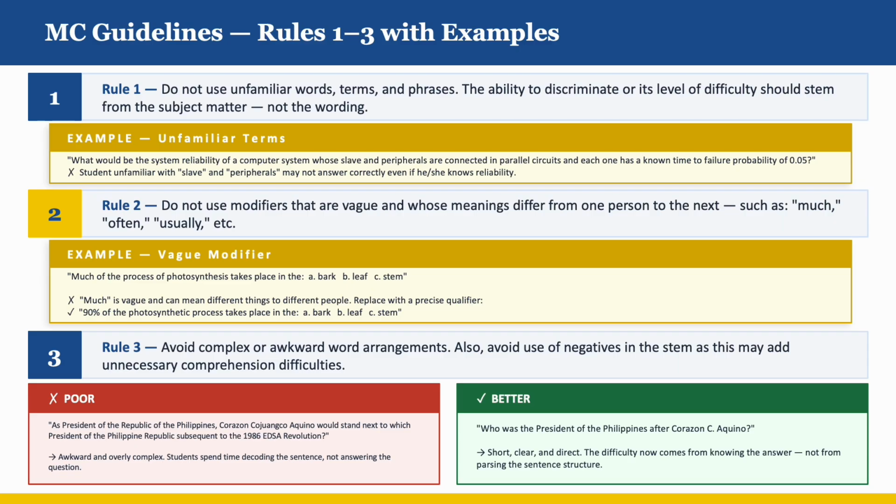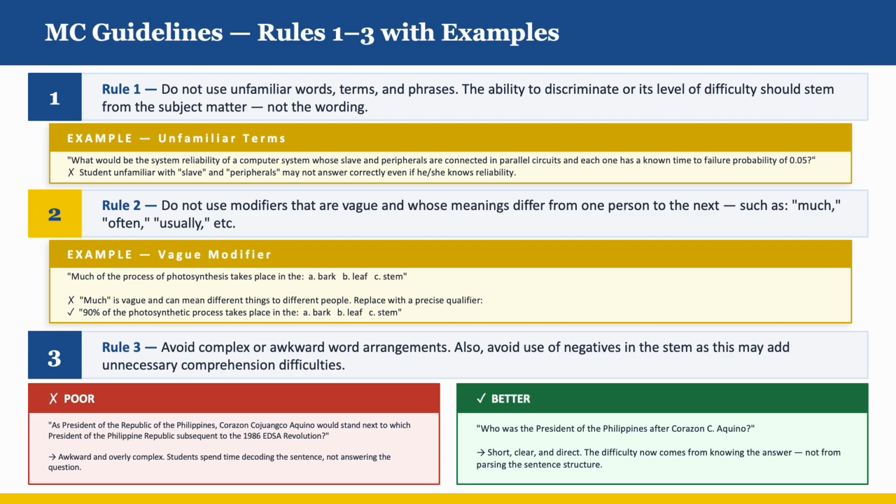Okay. Rule number 2. Don't use vague modifiers like much, often, or usually. So these words mean different things to different people. So for example, much of the process of photosynthesis takes place in the blank. What does much mean? Like 51%, 80%, 99%? So it should be replaced with something precise. 90% of photosynthetic process takes place in the blank. Now, everyone is working with the same understanding.